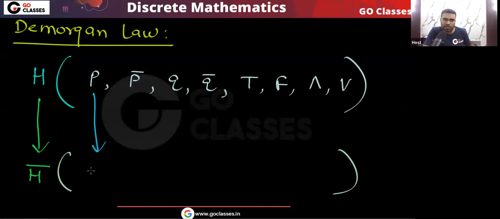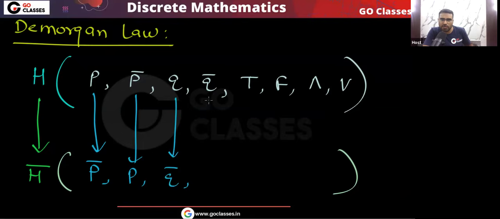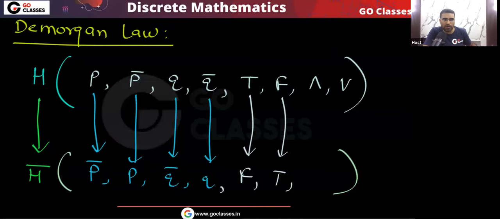Very simple. This P will become P bar. P bar will become P. Q will become Q bar. Q bar will become Q. Just complement everything, just negate everything. True will become false. False will become true. And will become or, or will become and. Is this clear? Let me know.